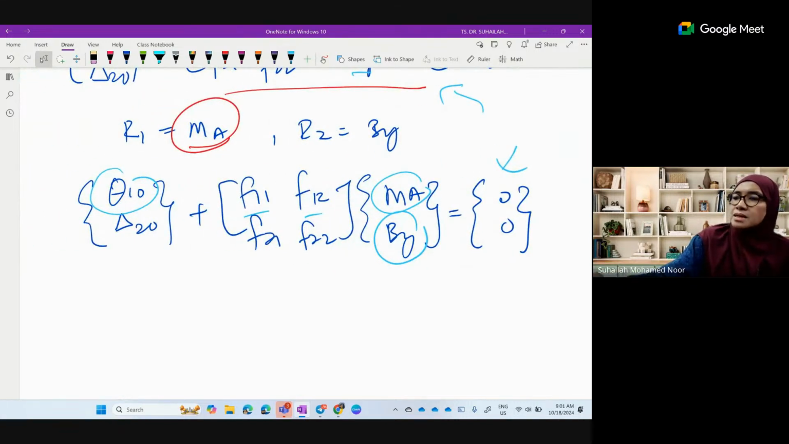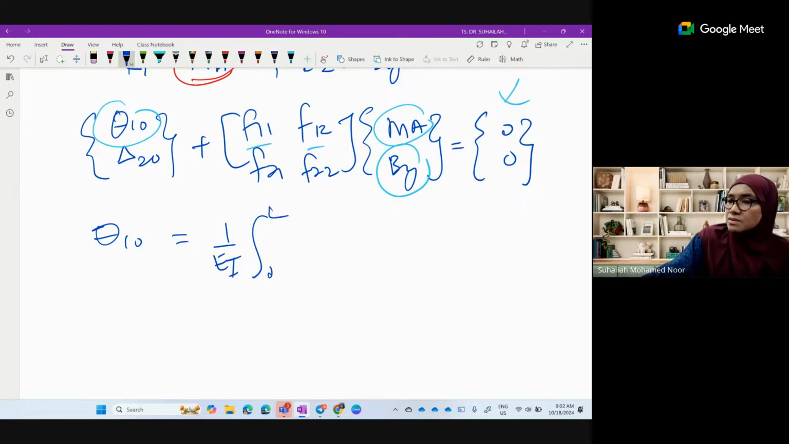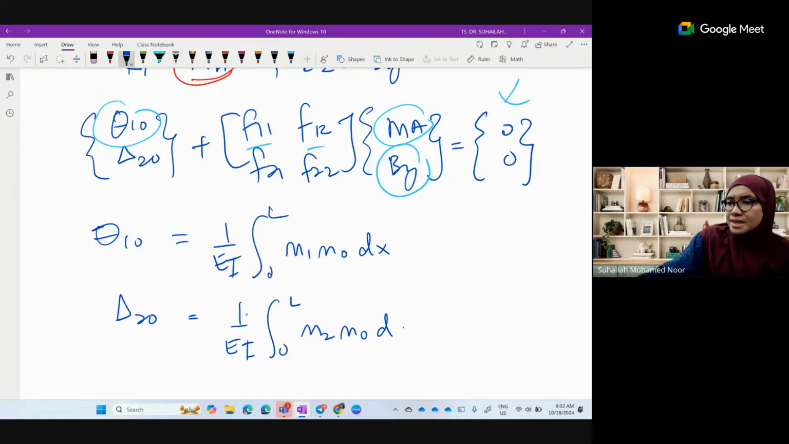Inside this there are 6 displacements. So what do we do? We want to fulfill all of these. See? There are 6 displacements. For example, the one at the bottom is theta 1 knot. Theta 1 knot, the formula is just standard: integration for the beam from 0 to L of M1 M knot dx. We don't need to memorize it. Then the second one is delta 2 knot, which is 1 over EI, from 0 to L of M2 M knot dx.